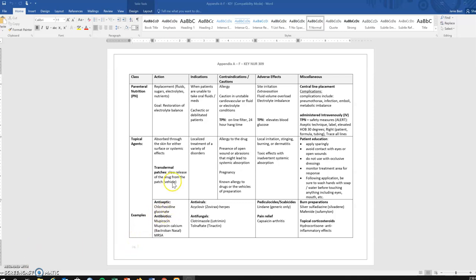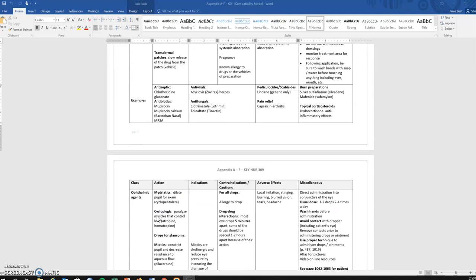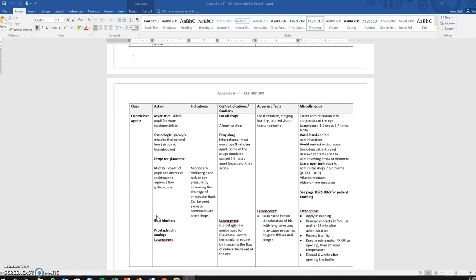For all of these examples, the absorption, the contraindications and adverse effects, and miscellaneous information are true. In the third appendix, Appendix C, you learn about ophthalmic agents.